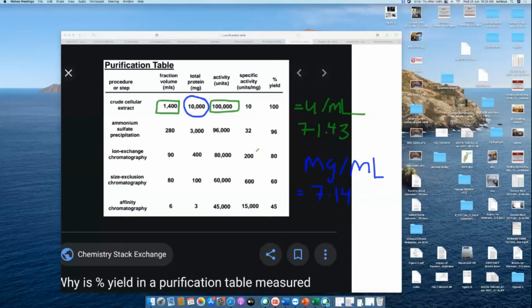You have the unit divided by milligram of protein, so you have got 10. And then the yield is based on the total activity. We do not have the full here, but we can have the full; this table is missing the full. So yield means the total activity left after the purification step.